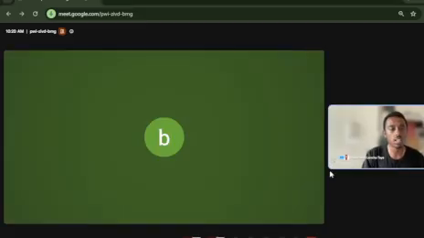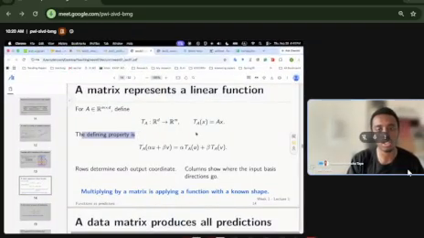So it's a function, basically, don't forget this. This matrix A is a function, so whatever vector you give it, A times X transforms that into m-dimensional space, where you get a prediction.